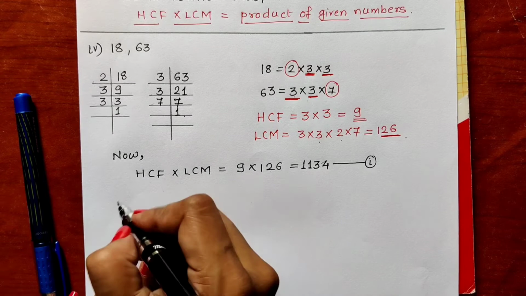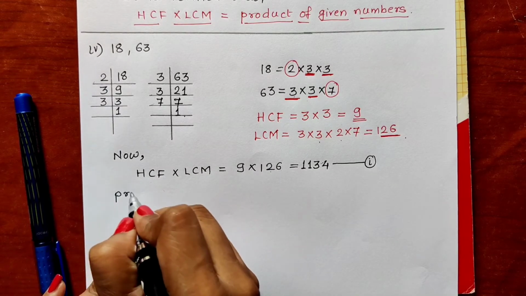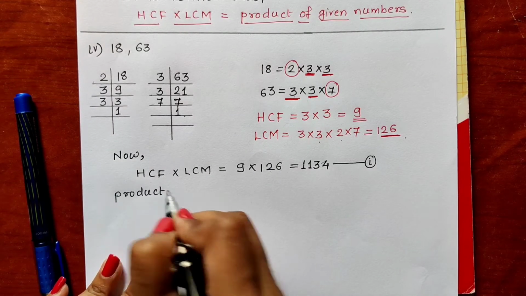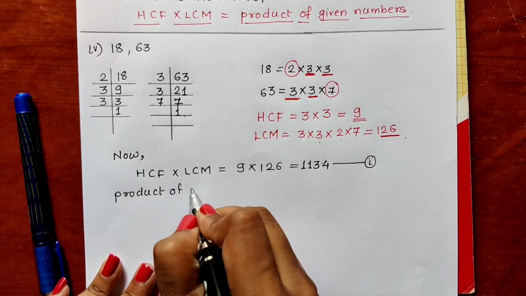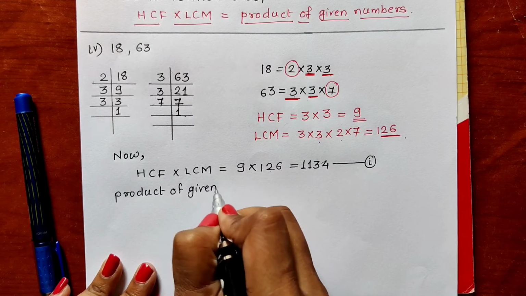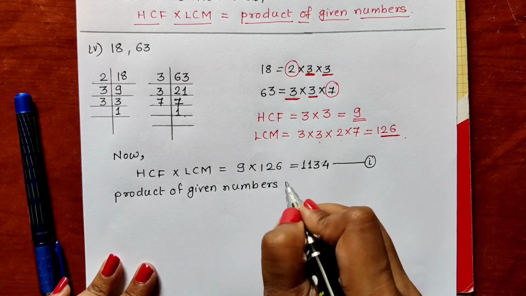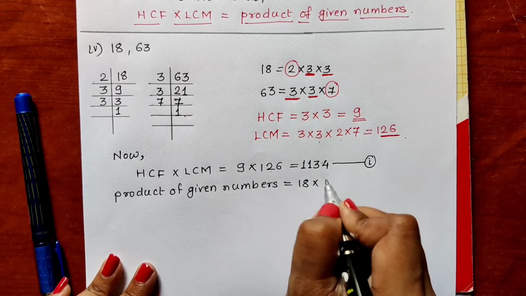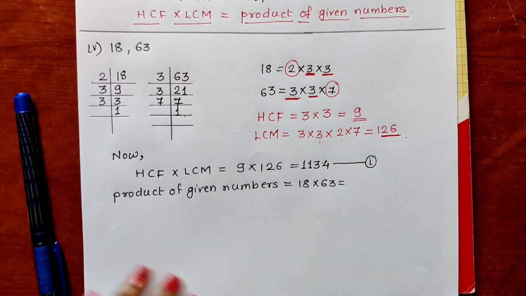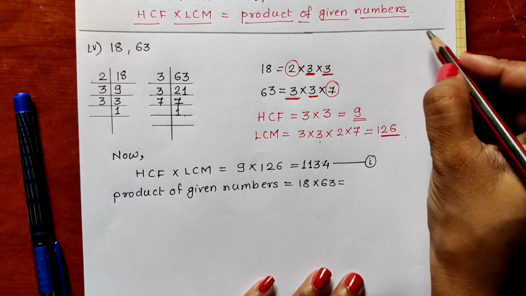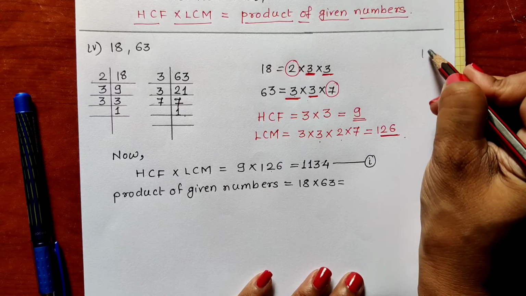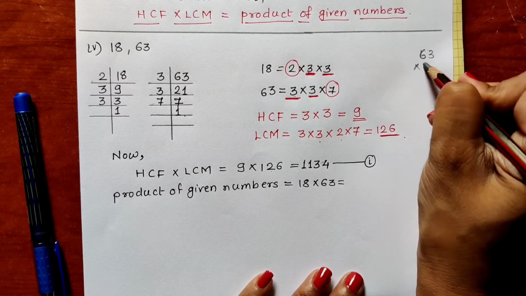Now let us find out the product of given numbers. Given numbers are 18 and 63. 18 multiplied by 63. Let us do in rough. 63 into 18.